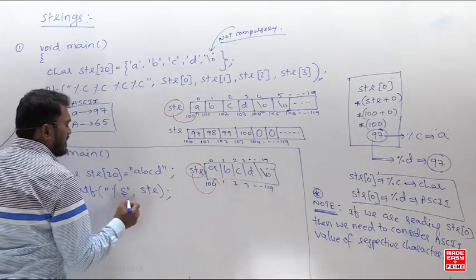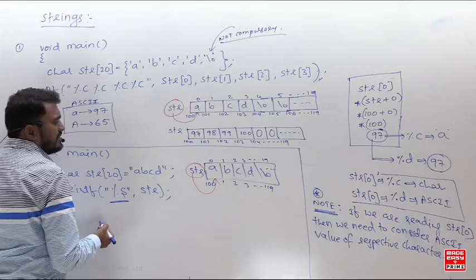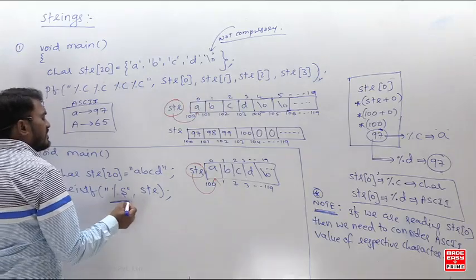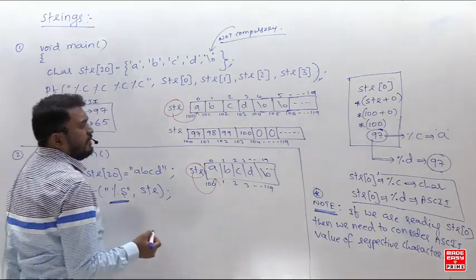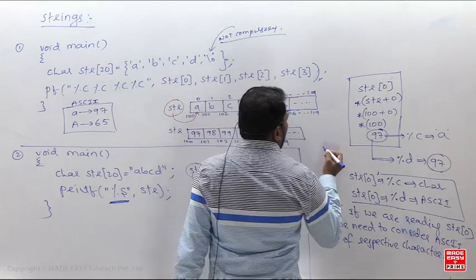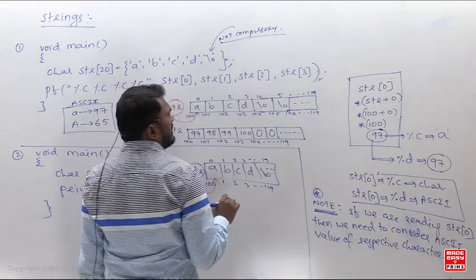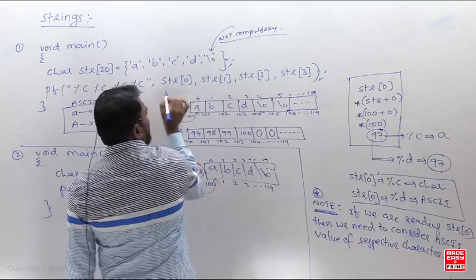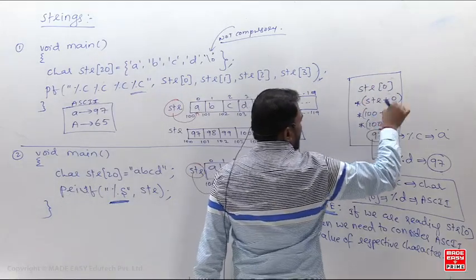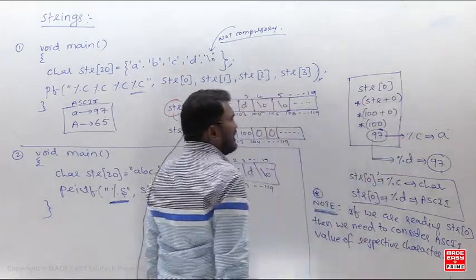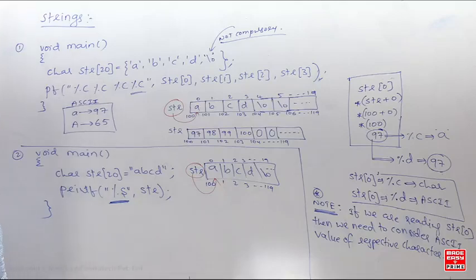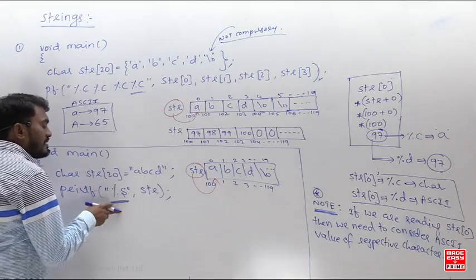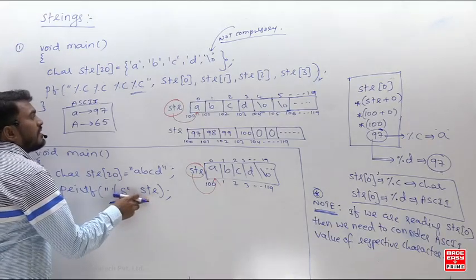Remember, what should be given to %s? Base address should be given. What should be given to %s? Base address should be given. What should be given to %c? For the %c, what is required? ASCII value is required. For the %c, what you need to provide? ASCII value. For the %c, you need to provide the ASCII value, but for the %s, you need to provide what?